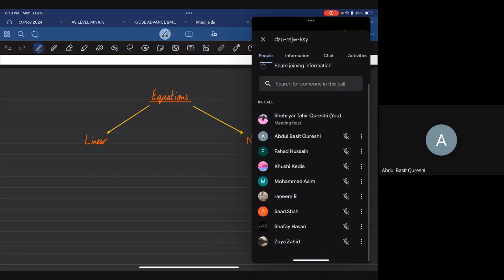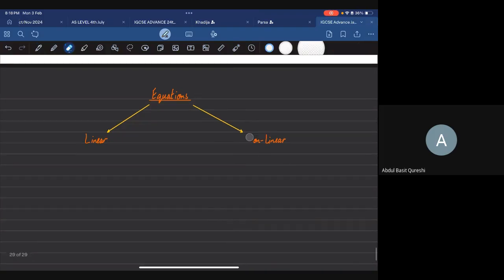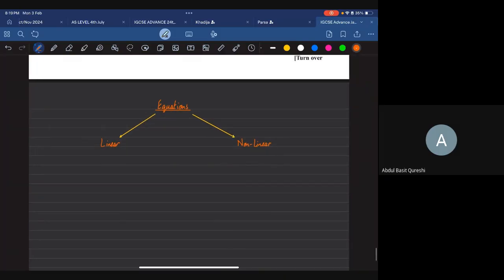What do you guys think? Which equations are non-linear? Come on. Think about this, guys. Which equations do you guys think are non-linear? Okay, if linear are the ones which have the maximum power equal to 1, then obviously non-linear ones are going to have the maximum power not equal to 1.